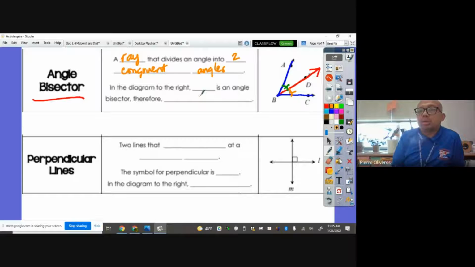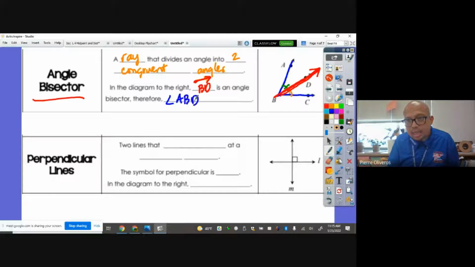In the diagram to the right, ray BD, the red one, is an angle bisector. This is the angle bisector, and it's cutting the blue angle into equal parts. Therefore, since it's the angle bisector, we know that angle ABD, this angle here, is congruent to this angle here, angle CBD.